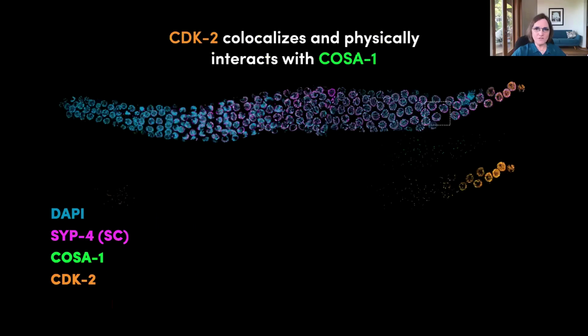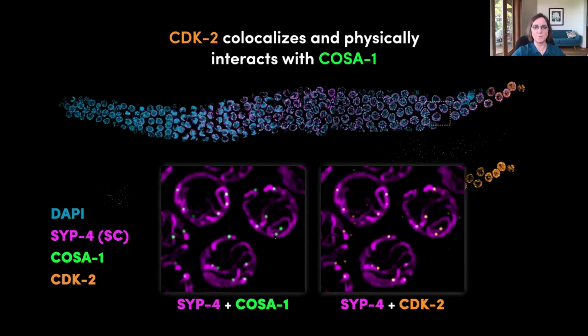I mentioned that COSA1, the cyclin-like protein, is required for crossing over, and it localizes to these late foci where the crossovers will happen. And we wanted to identify whether it was working with a CDK. And we found that indeed it works with C. elegans CDK2, which is expressed late in meiosis, and it goes to these foci that are exactly the same spots where COSA1 is. And we also know these proteins physically interact.